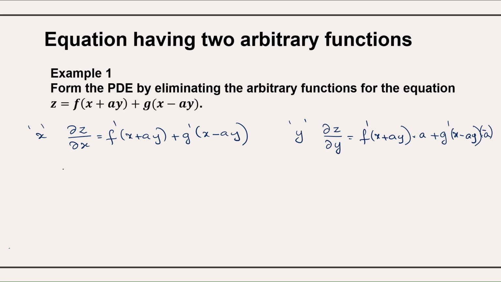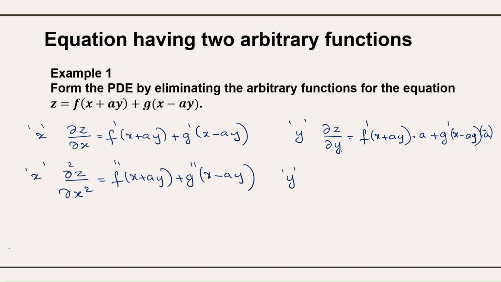Okay. So now we are differentiating again, because with these two equations alone it is impossible to eliminate the arbitrary functions f dash as well as g dash. So again we are going to do second order differentiation, that is, again differentiating with respect to x. This equation gives you dou square z by dou x square, which is equal to f double dash of (x plus ay) plus g double dash of (x minus ay).